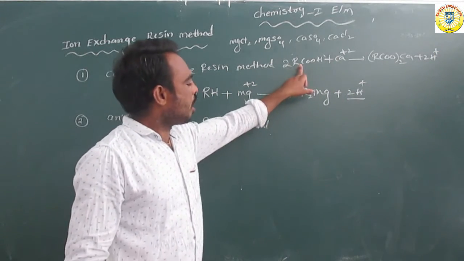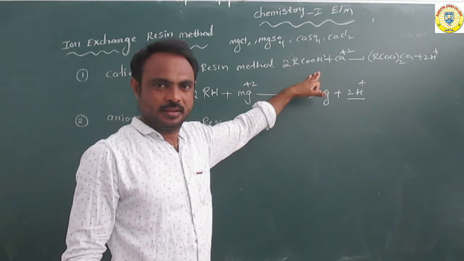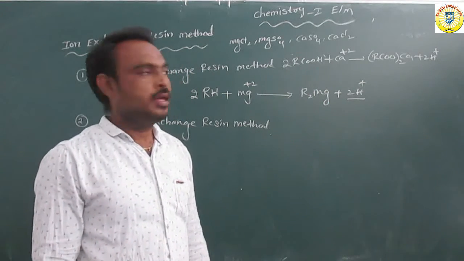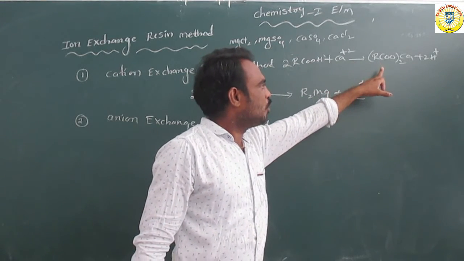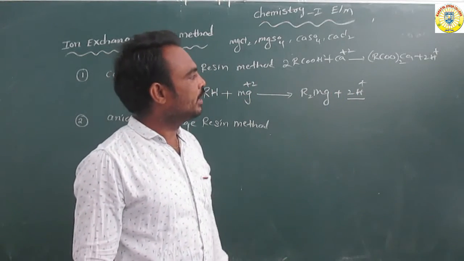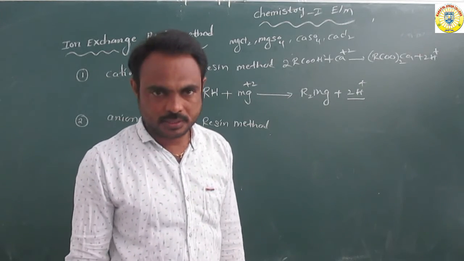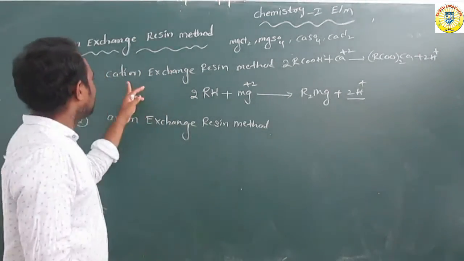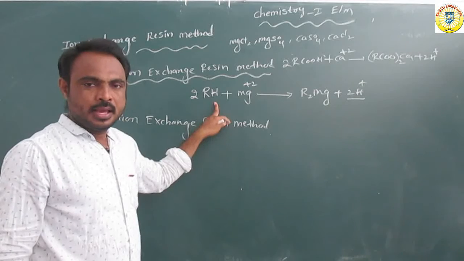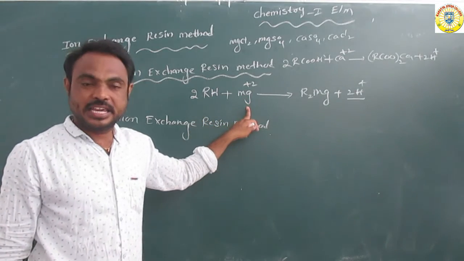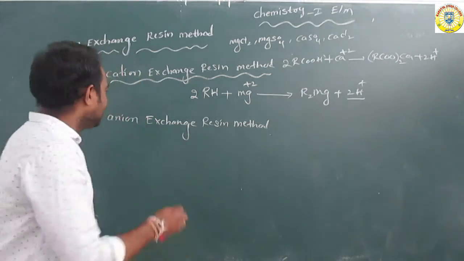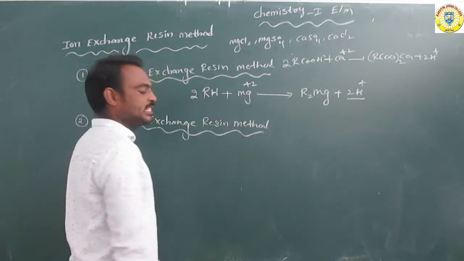2RCOOH acidic resin reacts with the Ca2+ ions or Mg2+ ions to give rise to (RCOO)2Ca and the remaining 2H+ ions. So the first step is the cationic exchange resin method. In this resin method, the acidic resin exchanges cations to give H+ ions.